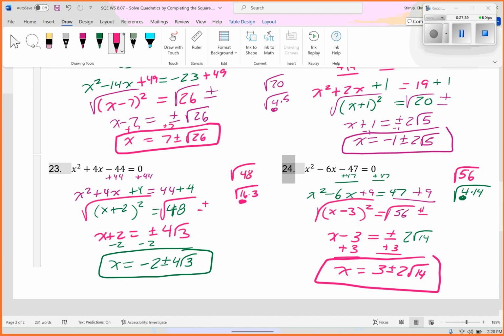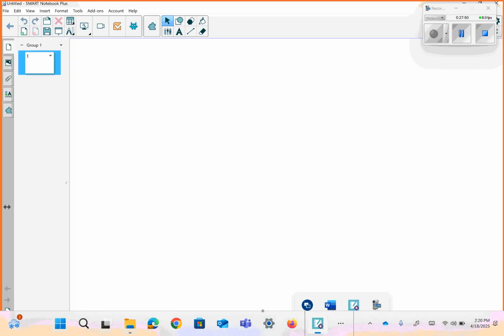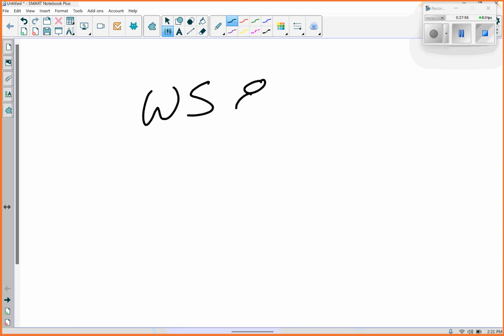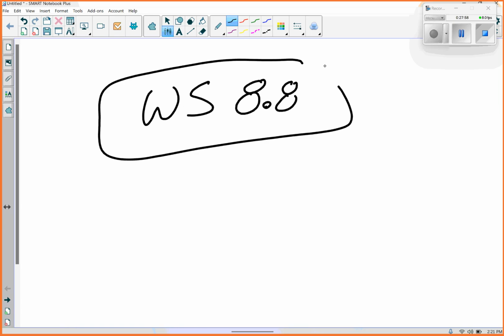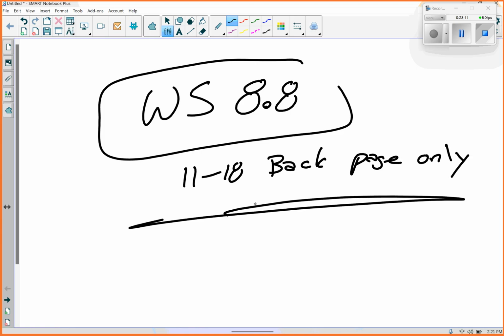All right, this is worksheet 8.8. Agree? Did everyone get one? Did I forget anybody? All right. So on worksheet 8.8, which is what I just gave you, agree? Let's have you do 11 through 18. So it's the back page only. Deal? Deal? It's just the back side. Don't focus on the front side. Just hit the back side. Deal?